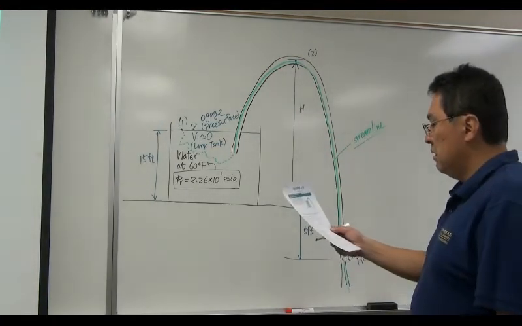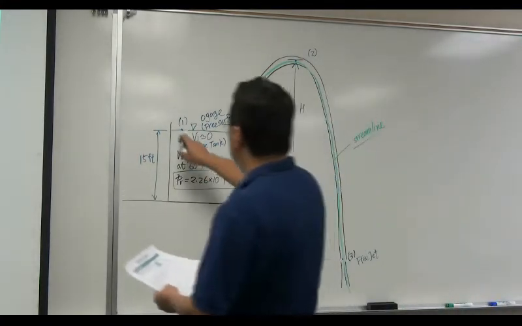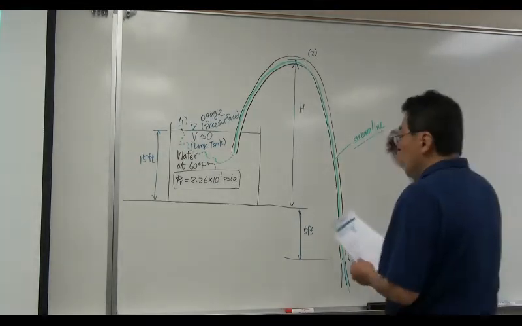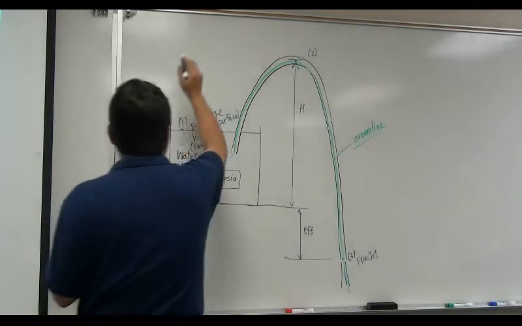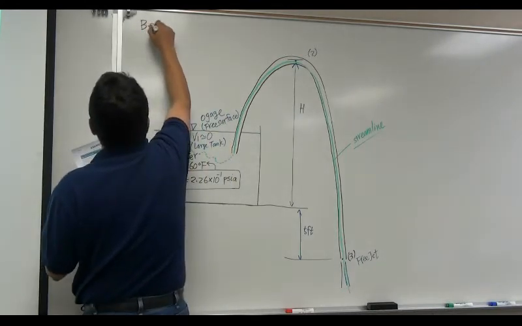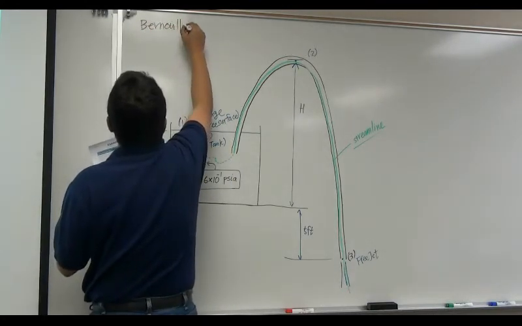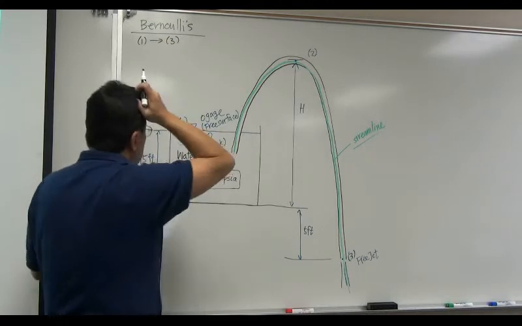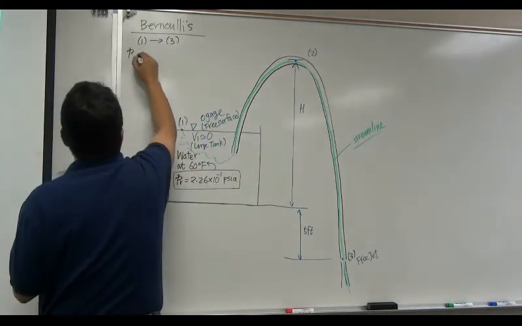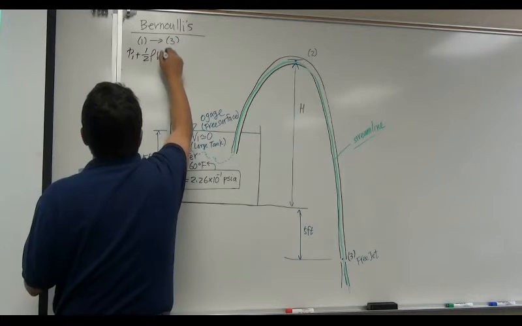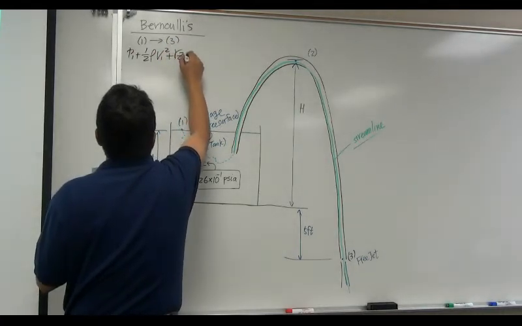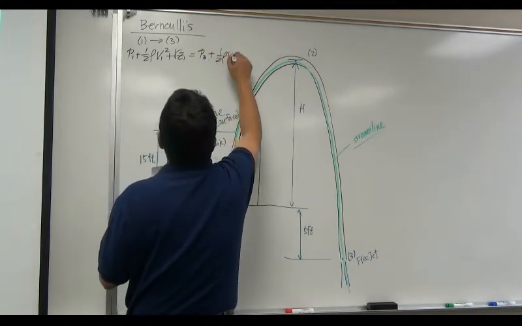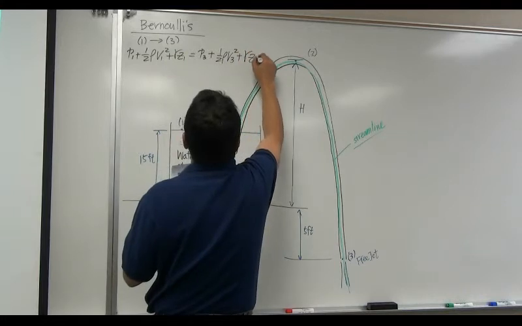So what do I want to do? First of all, let's apply Bernoulli's equation between location 1 and 3 to find out the free jet velocity. That's what we did in the previous example. So let's do that. Bernoulli's between 1 to 3. This is going to give you the equation P1 plus 1/2 rho V1 squared plus gamma Z1 is equal to P3 plus 1/2 rho V3 squared plus gamma Z3. Right?